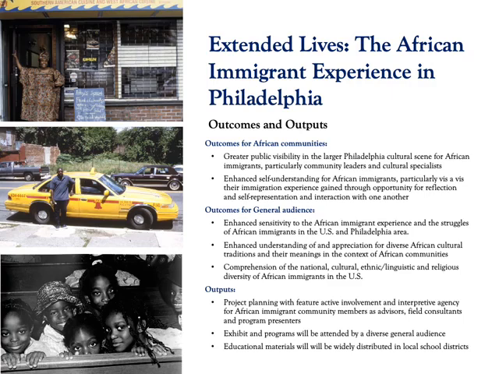So we had outcomes for African communities, and we also had outcomes for general audience, and then we had specific outputs for the project. So the outputs here, project planning would feature active involvement for African immigrant community members. So this was a process output. And then the product outputs were exhibit and programs attended by a diverse general audience and educational materials widely distributed in the local school districts. In terms of the dual audience, we had two sets of outcomes. For African communities, we wanted greater public visibility and enhanced self-understanding.